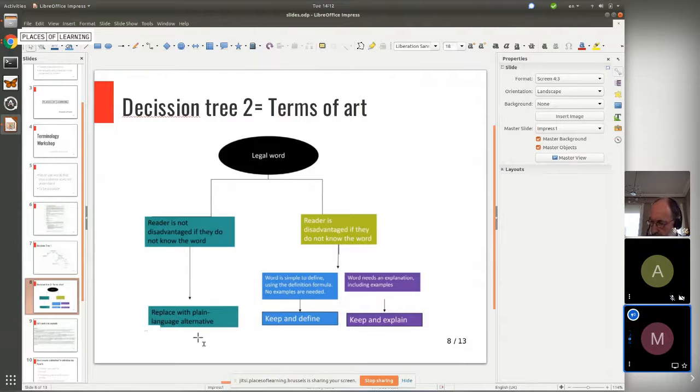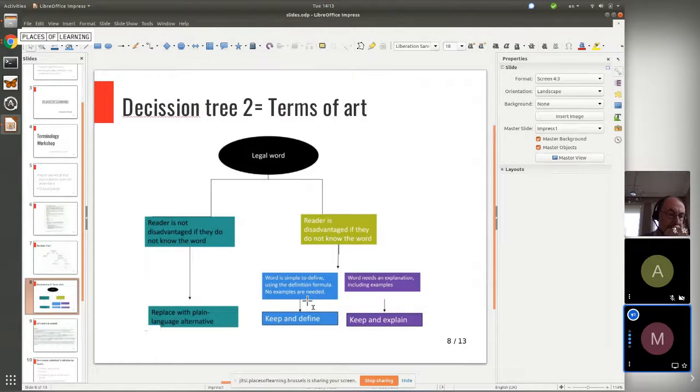Now, if the reader is disadvantaged, that means that this word is important. This word is changing the power relationship between the parties. If he doesn't know this word, it can have some consequences. So here we have two options. Either the word is simple to define, using the definition formula that we are going to explain, so we keep the word in the text and we define it. We're going to explain what the definition is a bit later.